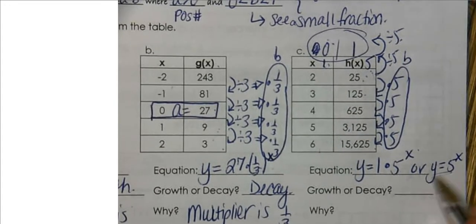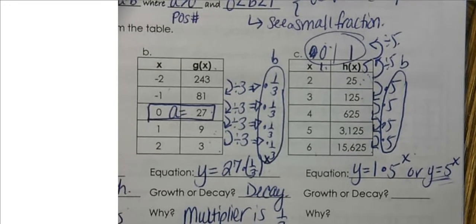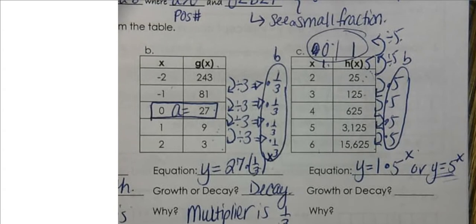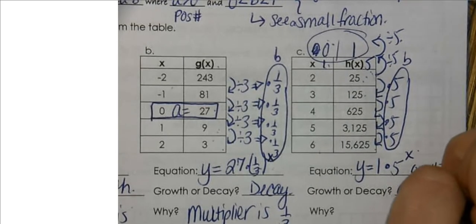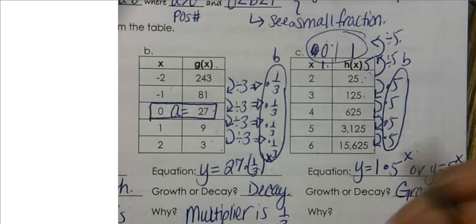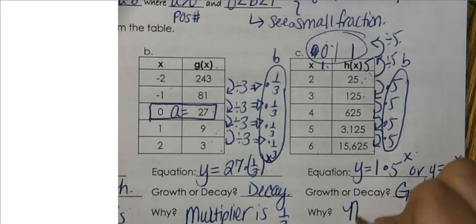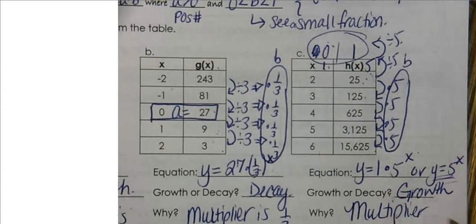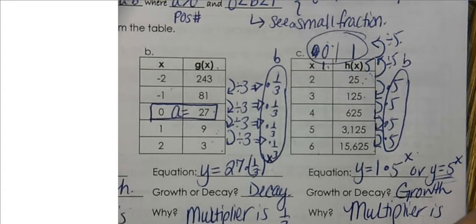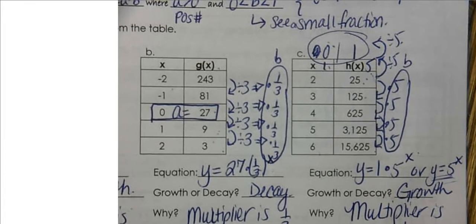Most of the time, this is how we express it, y equals 5 to the x. Both ways are absolutely appropriate, and once again, this does indicate that we have growth. The reason why this is growth is because the multiplier is 5 and it is bigger than 1.